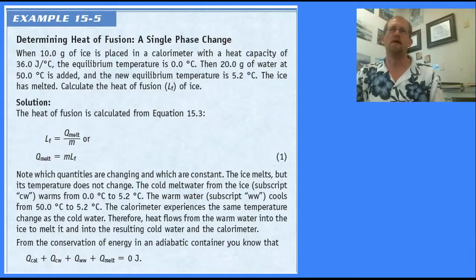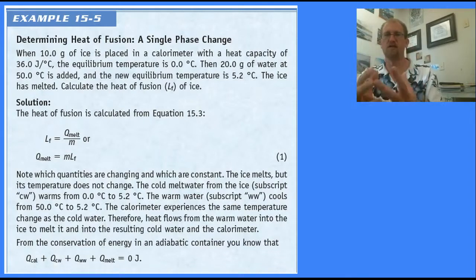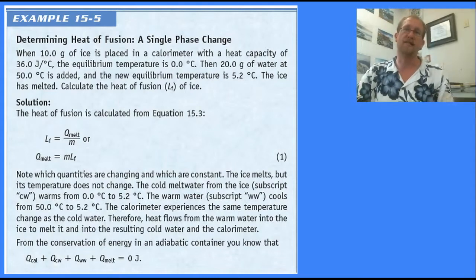Then 20 grams of water at 50 degrees is added. So we've added 20 grams, twice the amount, of relatively warm water into the calorimeter. The new equilibrium temperature, after the ice has melted and the water has gotten colder, but the ice has gotten warmer and the calorimeter has changed its temperature, is 5.2 degrees Celsius. The ice has melted. Calculate the heat of fusion of the ice.